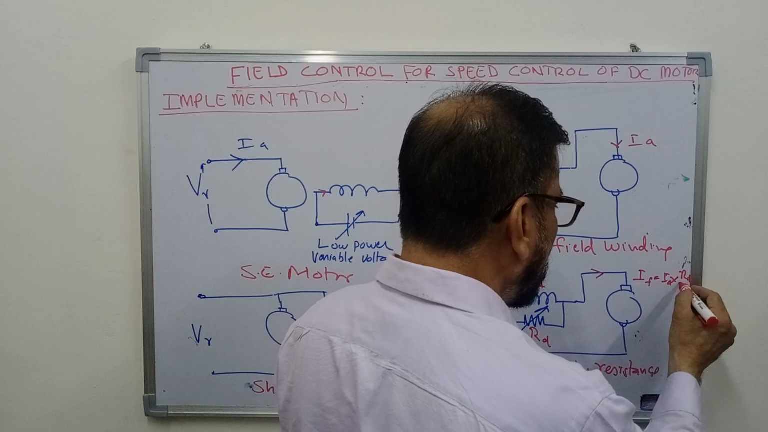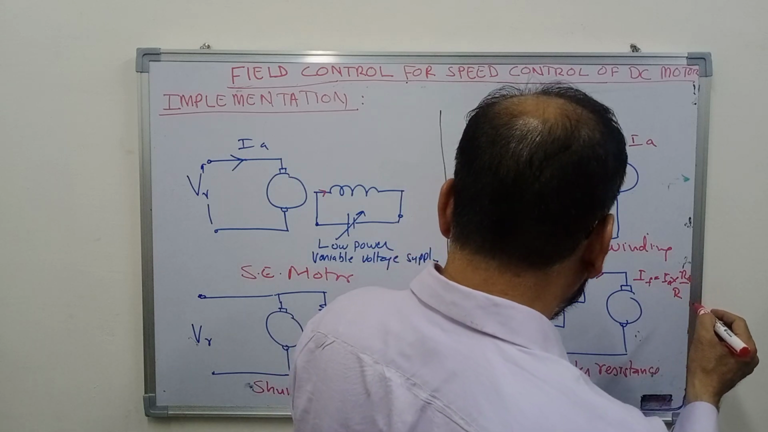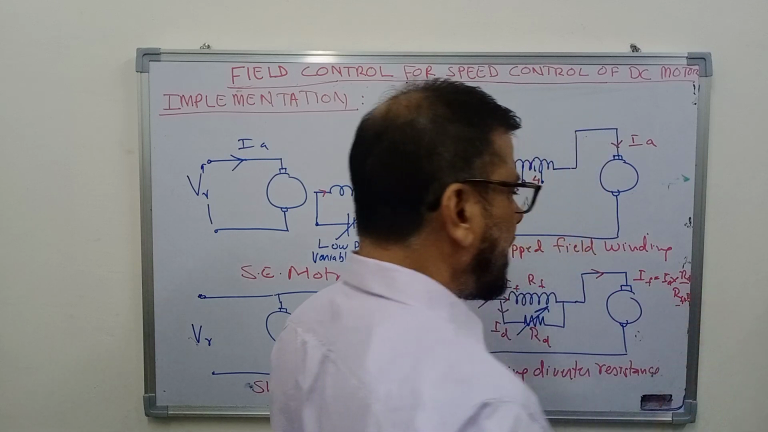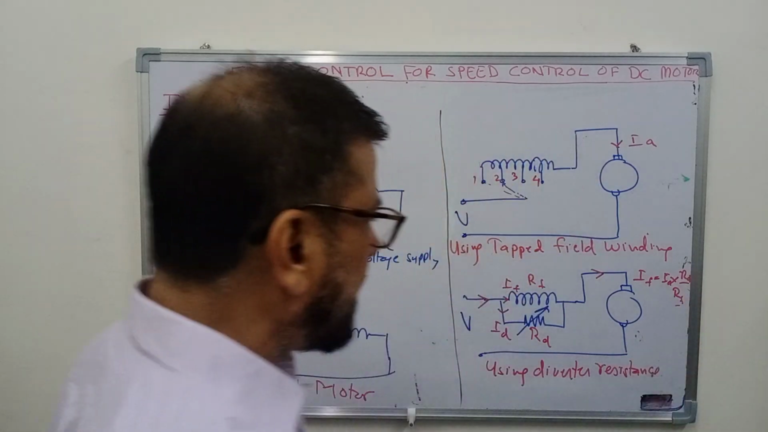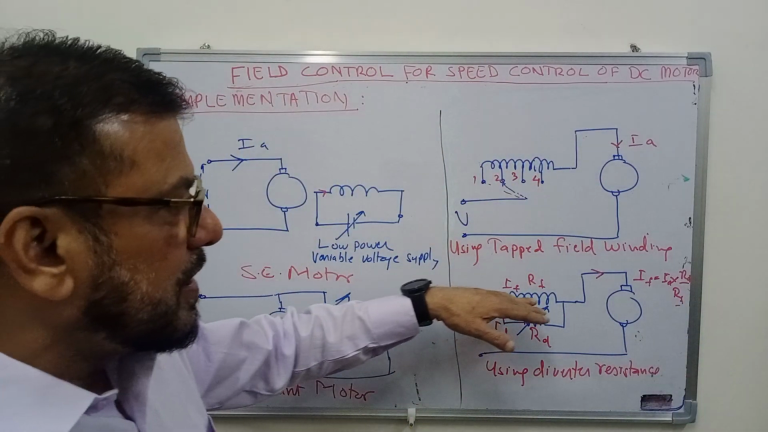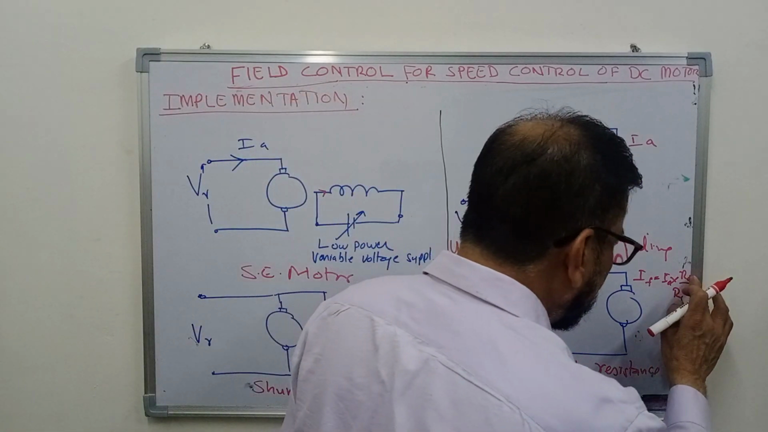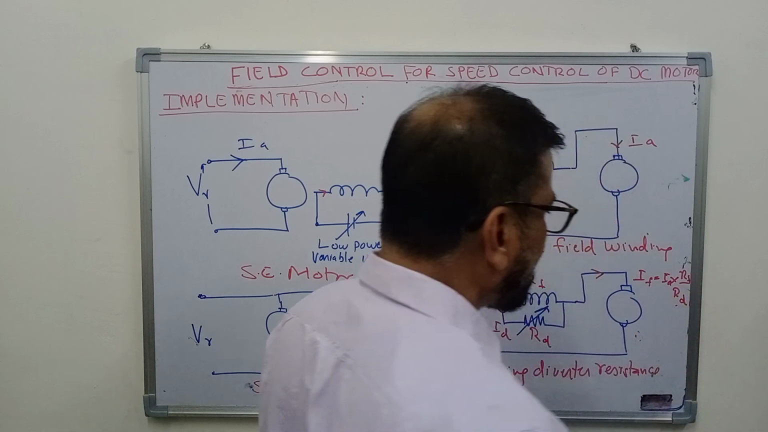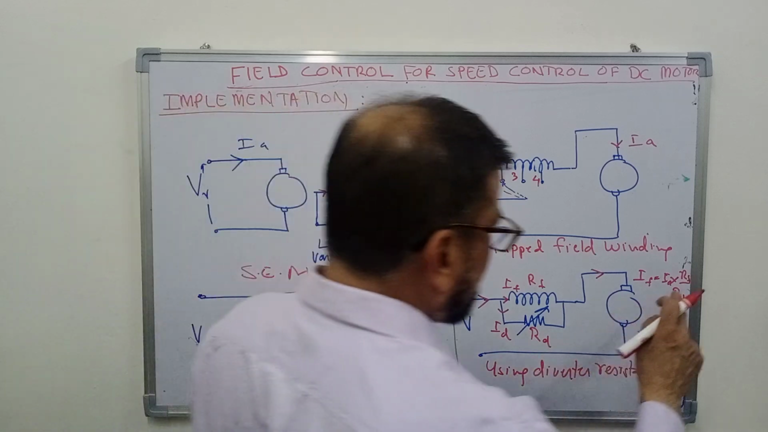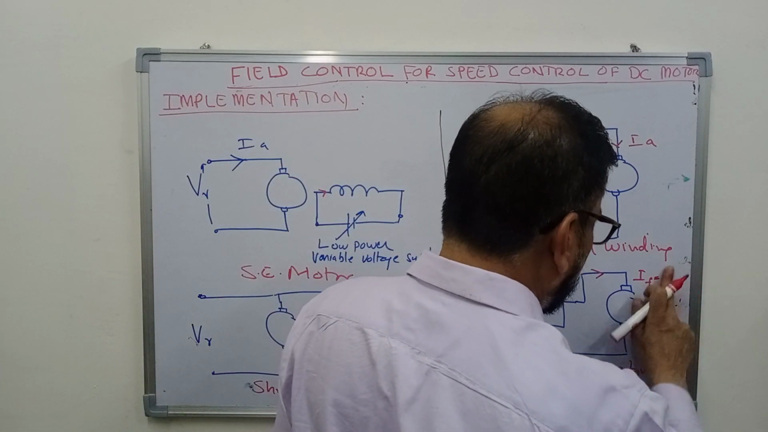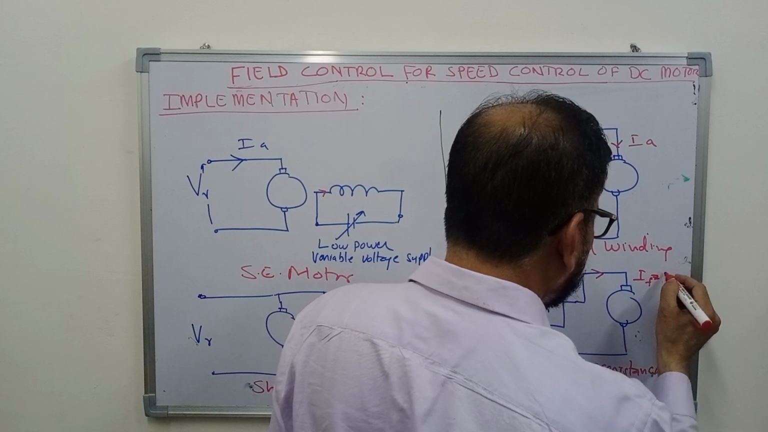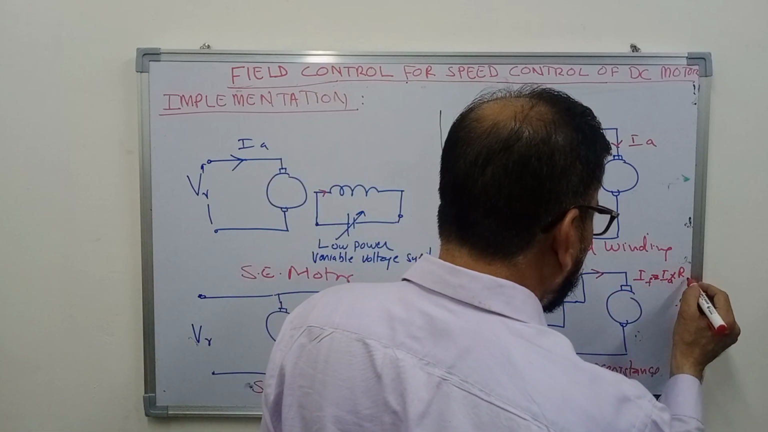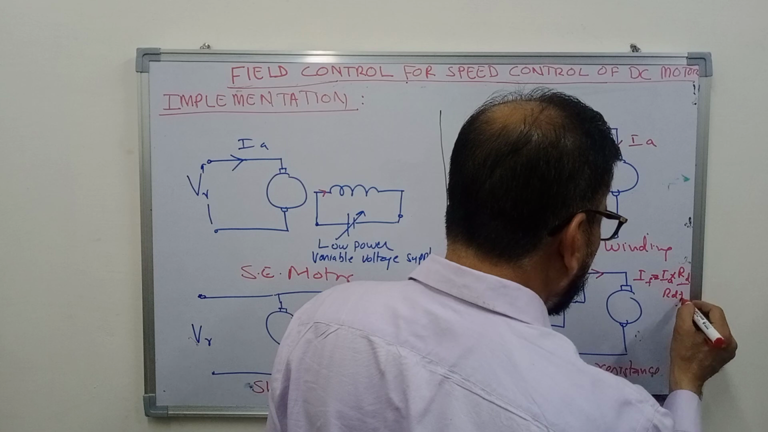So you can say that the current flowing in the field winding will be equal to IA multiplied by RD upon RF plus RD. The field current will be IF equal to IA multiplied by the resistance RD upon RD plus RF.